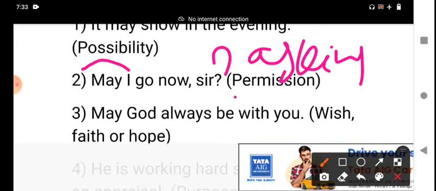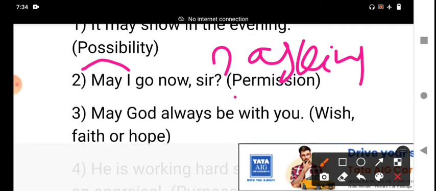The modal verb comes before the subject, God. The subject comes after the verb. May God bless you. May God always be with you. May God provide you good health.